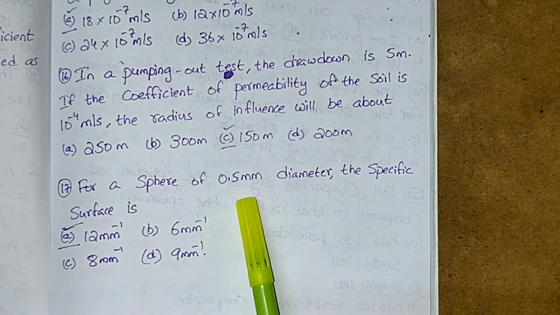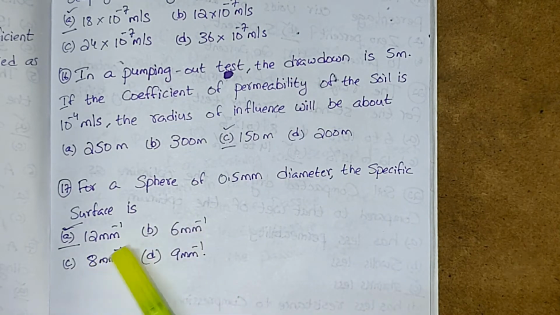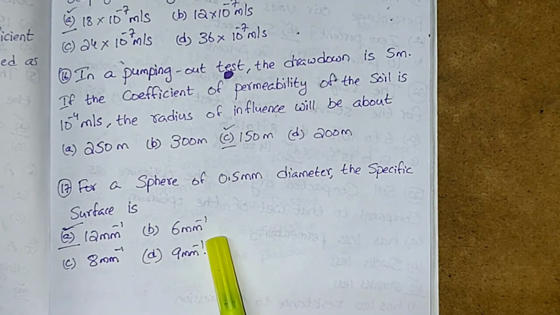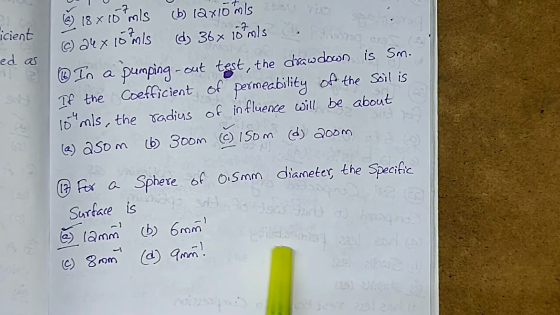For a sphere of 0.5 mm diameter, the specific surface is 12 mm^-1, 6 mm^-1, 8 mm^-1, 9 mm^-1. So the answer is 12 mm^-1.